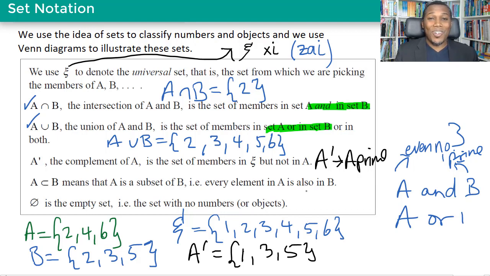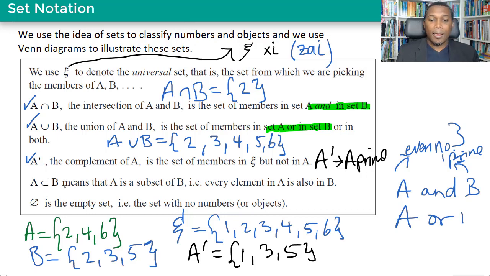Exactly. It's the odd numbers. So A prime, the complement of A: if A represents a set of even numbers, then A prime is going to represent a set of odd numbers. So that's a complement. That idea we've addressed there, complement. Not in A, but in the universal set.